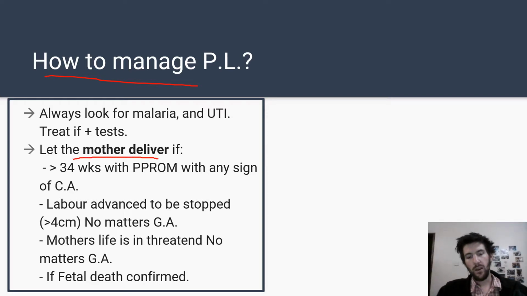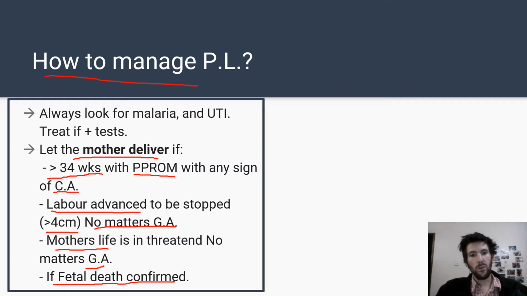The mother must deliver without giving medicine to stop the labor if there are more than 34 weeks with PPROM, with any sign of chorioamnionitis. If there is advanced labor that cannot be stopped, if it's more than 4 centimeters, no matter gestational age, it's a contraindication for the tocolysis. Also, if the mother's life is threatened or in danger, no matter gestational age, we need to finish the pregnancy. And if fetal death is confirmed, because we don't have to spend time trying to save this baby that has already died, sadly.